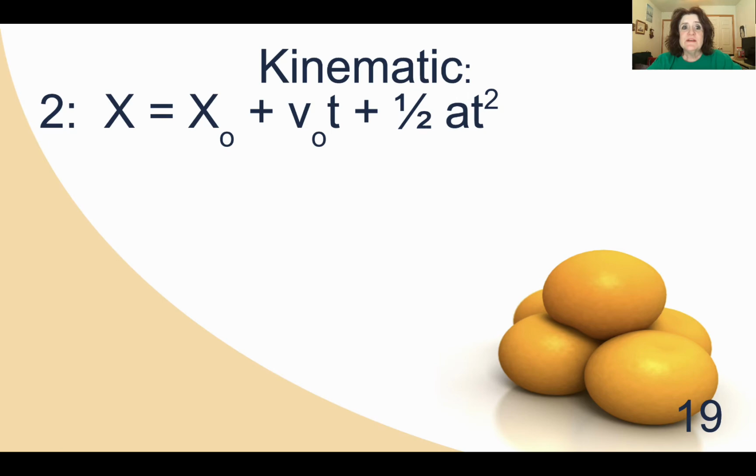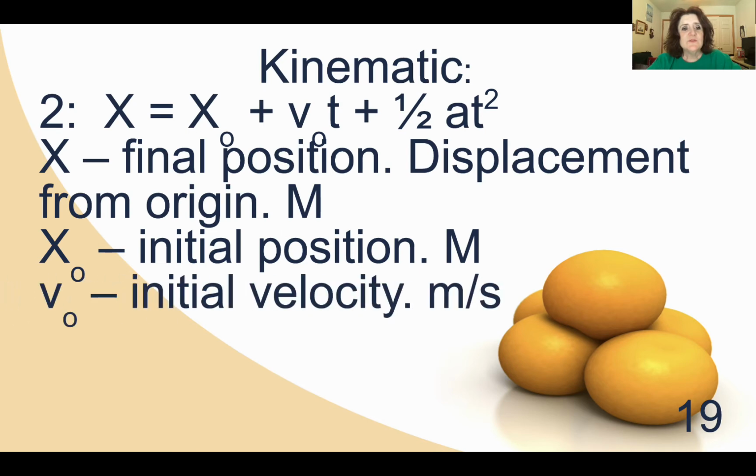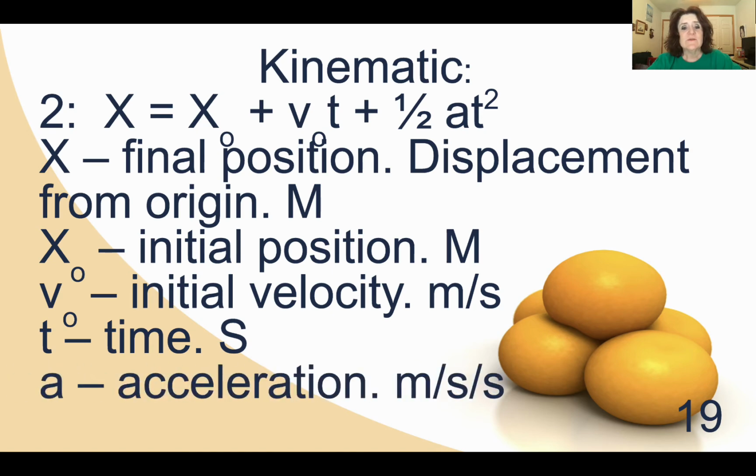Kinematic 2 is x is equal to x naught plus v naught t plus 1/2 a t squared. You're going to use this when talking about position, initial velocity, time, and acceleration. So x is the final position, the displacement from the origin, x naught is the initial position, v naught is the initial velocity, time is in seconds, and a is the acceleration.